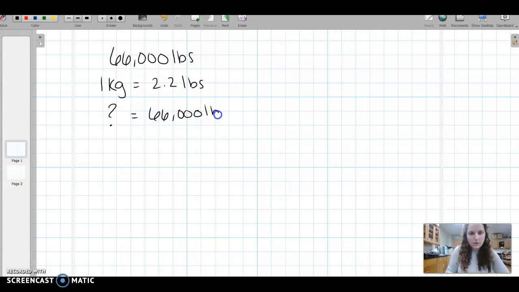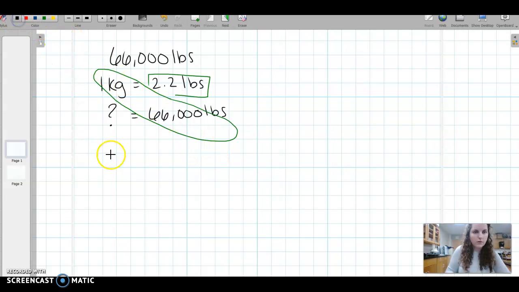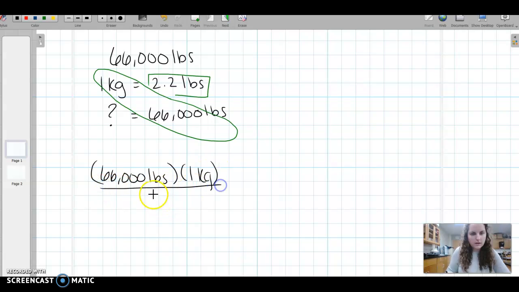So if I don't know the mass, but I'm given 66,000 pounds, one thing I can do is pretty much cross multiply here, right? I can take these two numbers, multiply them together, and divide out by that. So let's see what that looks like. I'll take 66,000 pounds, multiply it by 1 kilogram, and divide it by 2.2 pounds. As you can see here, these pounds are going to cancel, and I'm going to be left with kilograms. It's exactly what I want, right?